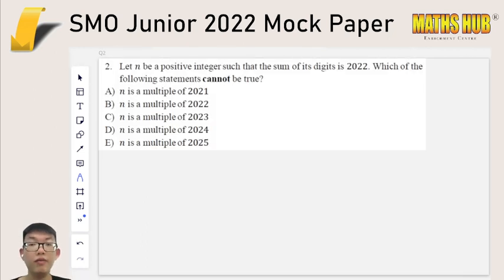For the second problem, this is a classic example of how you would introduce the year number into the problem. This is the Olympiad tradition where, in this case, the year 2022 will always show up in an indiscriminately large number of places. So n is a positive integer such that the sum of its digits is 2022, and we're asked which of the following statements cannot be true. And the options are n is a multiple of 2021, 2022, 2023, 2024, and 2025.